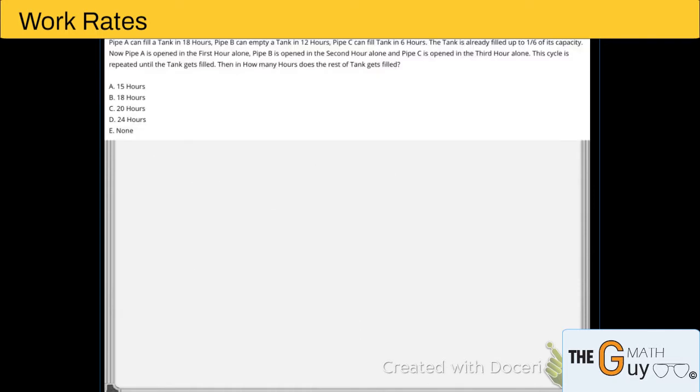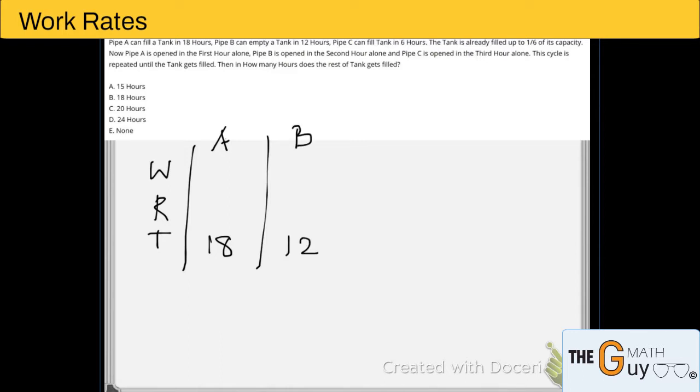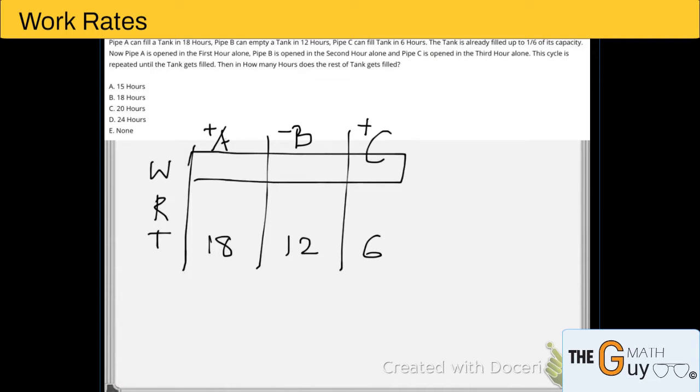Let's say you have a problem like this. Pipe A can fill a tank in 18 hours. So what I'm going to do is start drawing the table: work, rate, time. Pipe A can fill a tank in 18 hours, so 18 hours. Pipe B can empty the tank in 12 hours. So B is going to be negative, A is positive, it's filling. That's one crucial thing to look out for. That was tricky. And pipe C can fill the tank, so again plus, in 6 hours. It's the same tank, so the work is the same for these three.